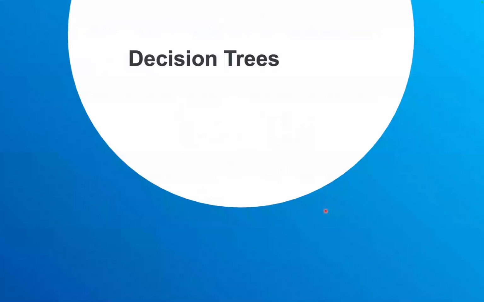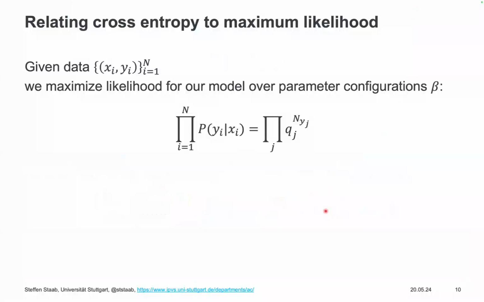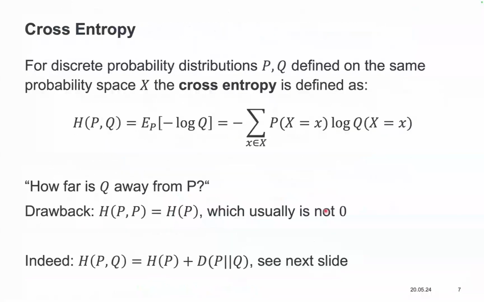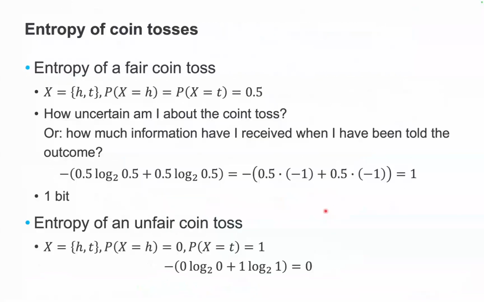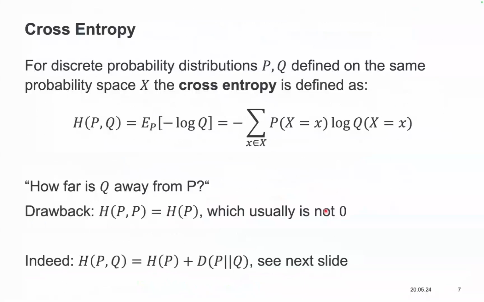Okay, this was an intermezzo for talking about entropy, cross entropy, and Kullback-Leibler divergence. Maybe good if you always remember this formula here, that the cross entropy is the entropy of the first component plus the relative entropy between P and Q, between the first and the second component.